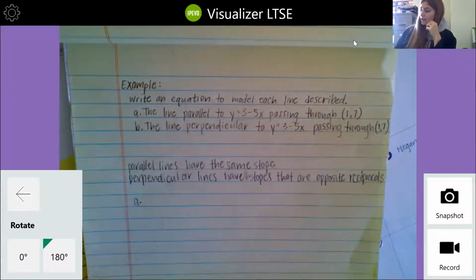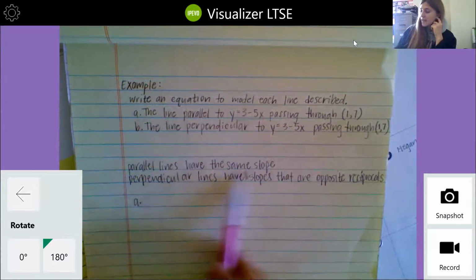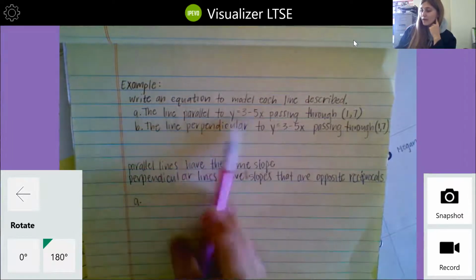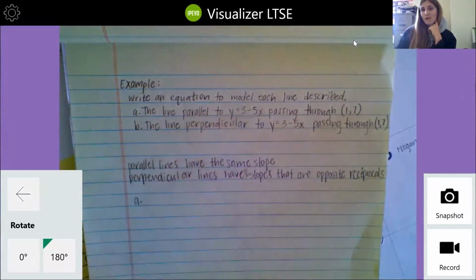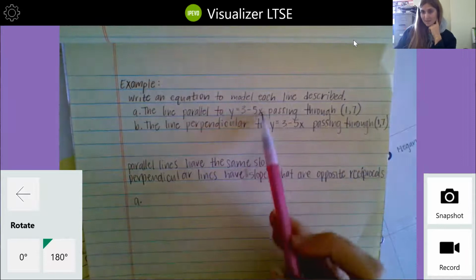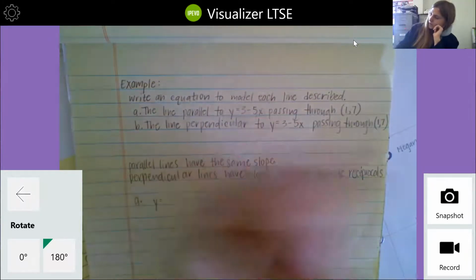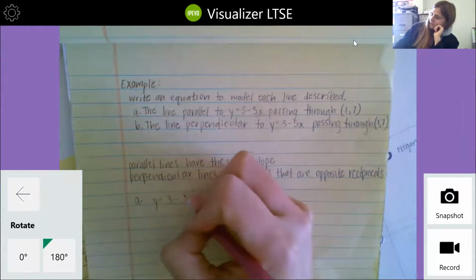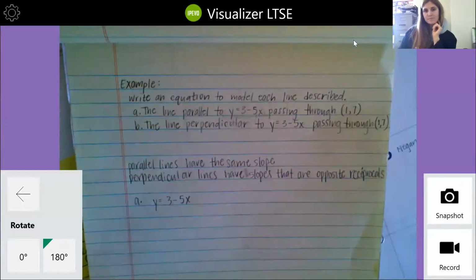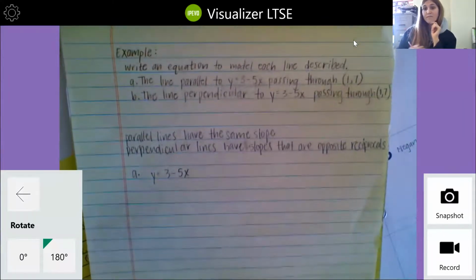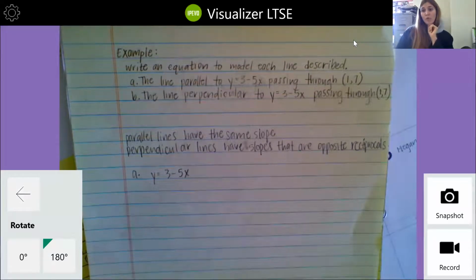So I know that parallel lines have the same slope. So a line parallel to this line will have the same slope as this line. So let's write that down: y equals 3 minus 5x. I'm going to ask you to find the slope of this line. Pause the video and then come back.